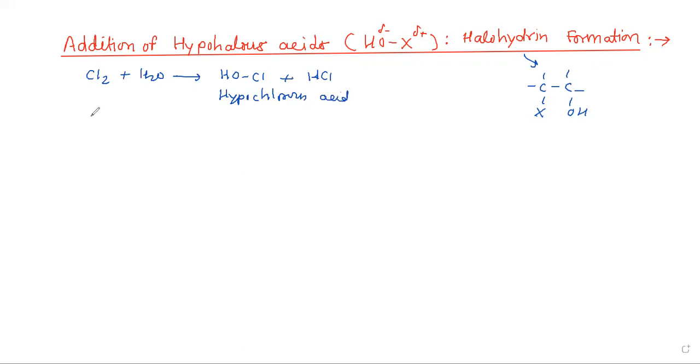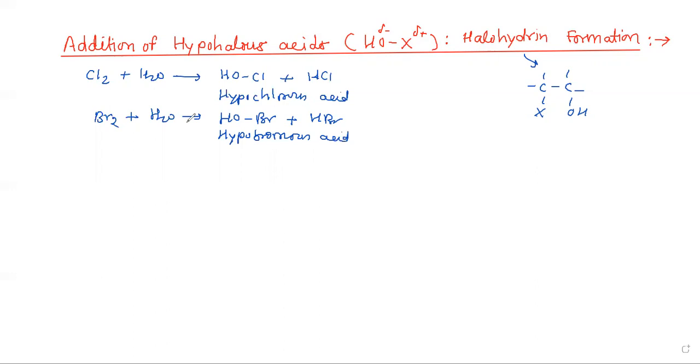In the same way, if we add bromine to water, then you will get this acid that is called hypobromous acid. Hypobromous acid. So in this way, we can prepare the hypohalous acids.